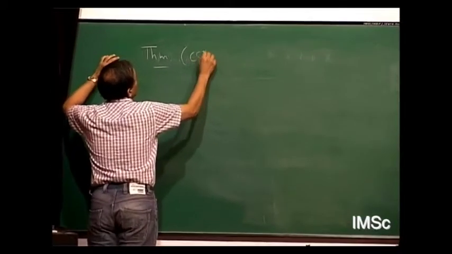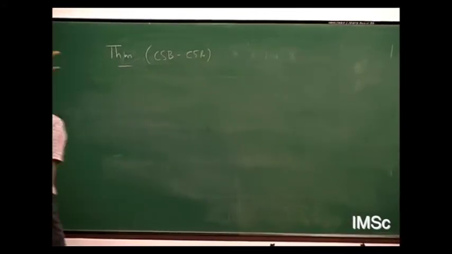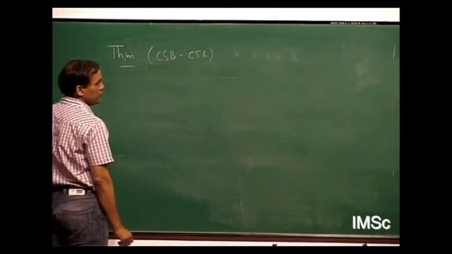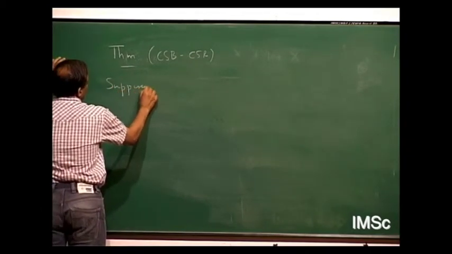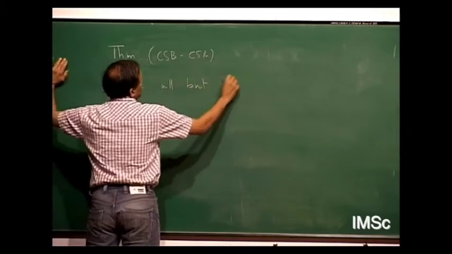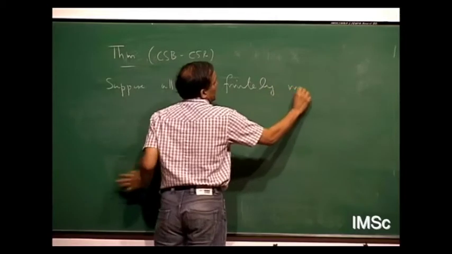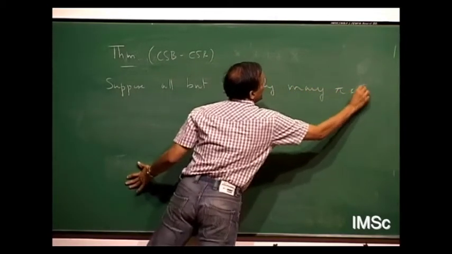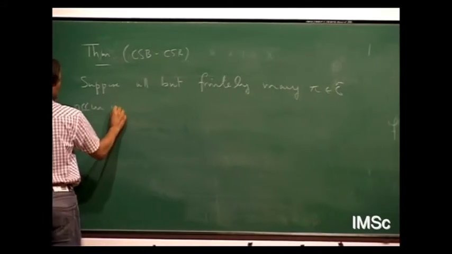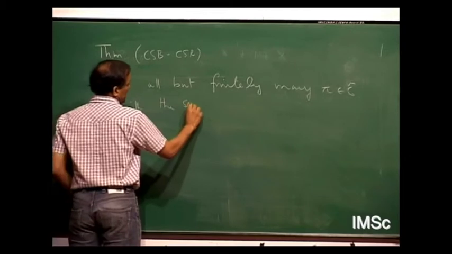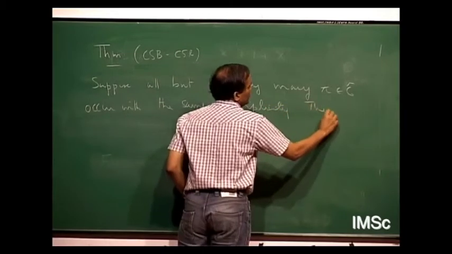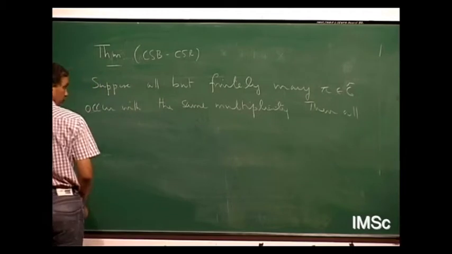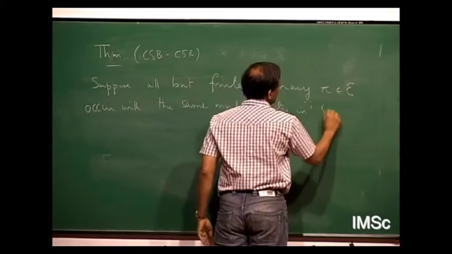Theorem. It's of course joint with Chandrasheel Bhagwat. Suppose all but finitely many pi in G hat occur with the same multiplicity in L2 of G mod gamma 1 and L2 of G mod gamma 2.